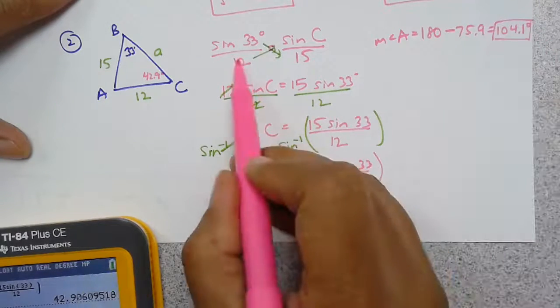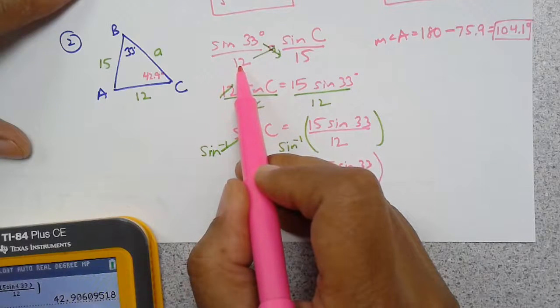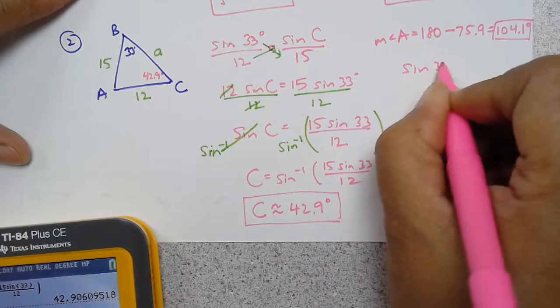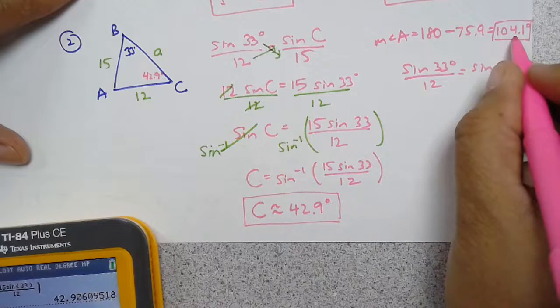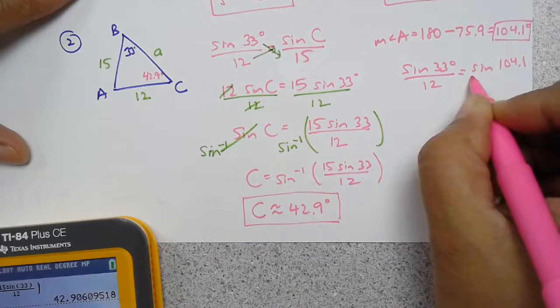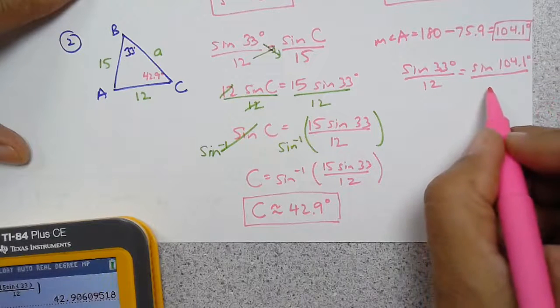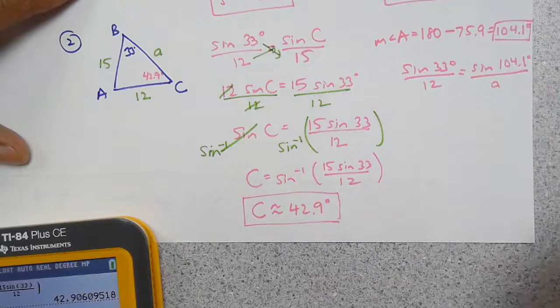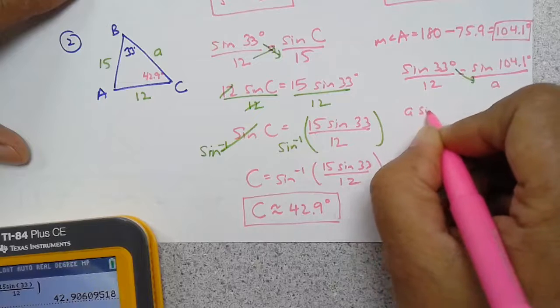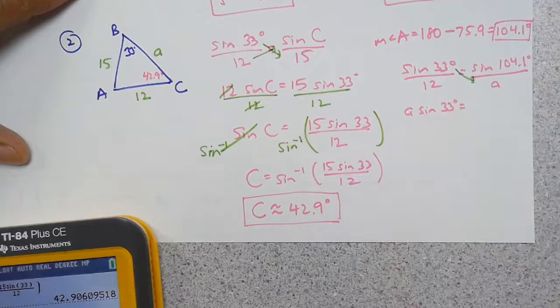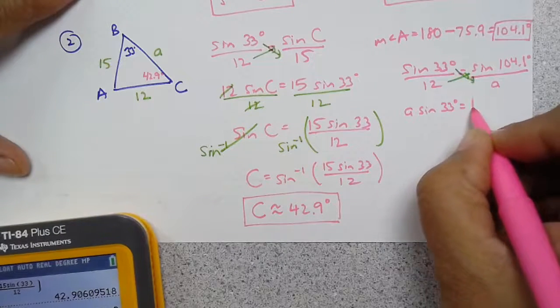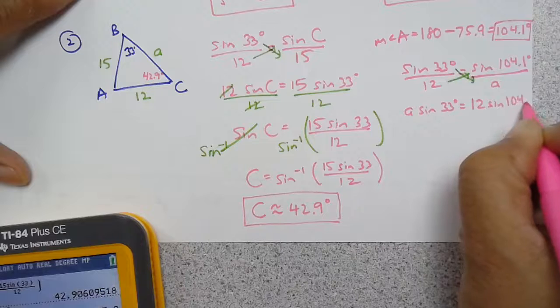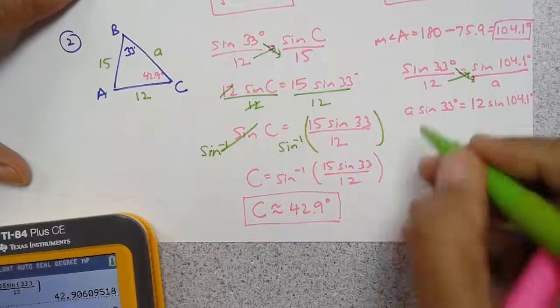All right, so I know angle A. And now I can go ahead and use the same ratio here and pair it with the A's. So sine of 33 degrees over 12 equals sine of angle A, which I know is 104.1 degrees, over A, which is the last part I'm solving for. All right, let's cross multiply. So A sine of 33 degrees equals 12 sine of 104.1 degrees. Divide both sides by sine 33.